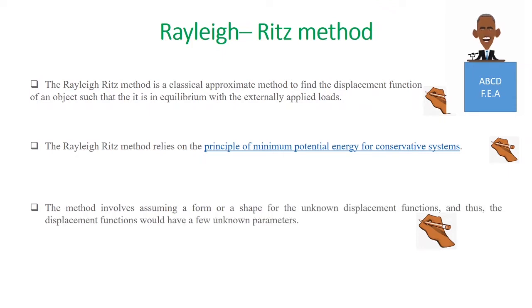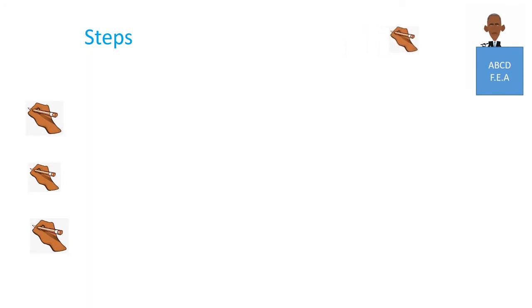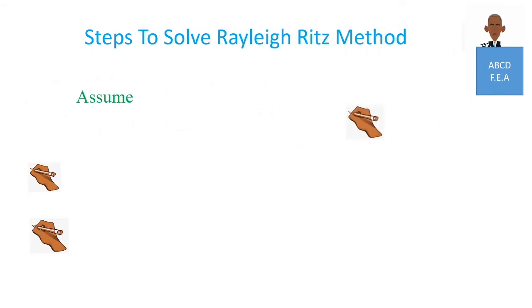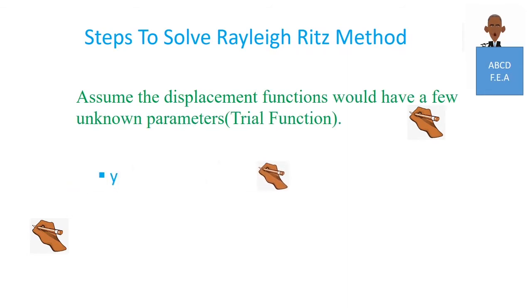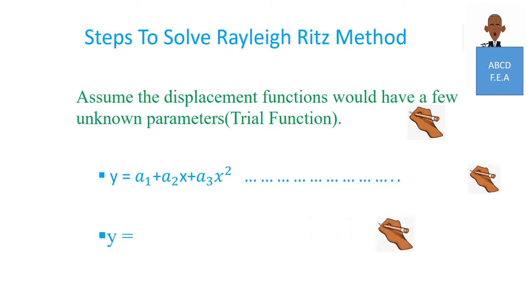Now, the steps to apply the Rayleigh Ritz method. First step is you need to assume a trial function. Sometimes it's called a displacement function, sometimes a deflection function, sometimes a shape function. These are two examples of trial function, because we will call it a trial function throughout the session.